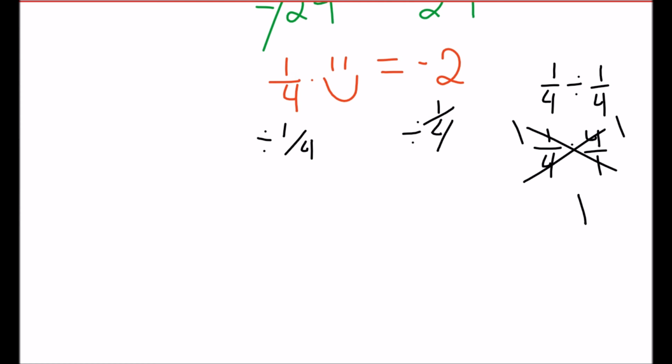Okay, and that is just going to bring that to 1. And that's going to leave us with smiley face equals -8. A -2 divided by a positive 1/4 leaves us with a -8.